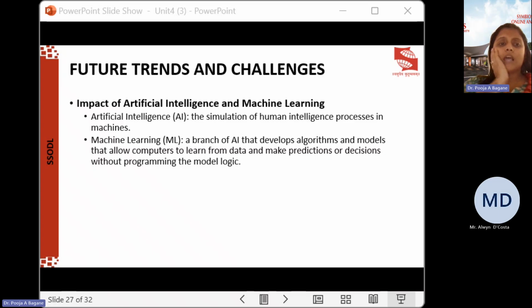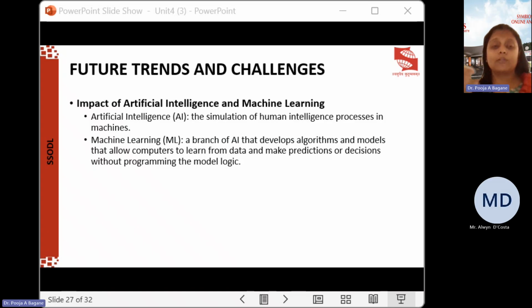There are lots of challenges in AI adoption in the telecommunication and networking industry, like data quality and availability, algorithm transparency, accountability. Then there are ethical issues, regulatory compliances, workforce skilling. So investment in AI research and development, partnership between academia and industry, ethical AI principles, they can help overcome the challenges.